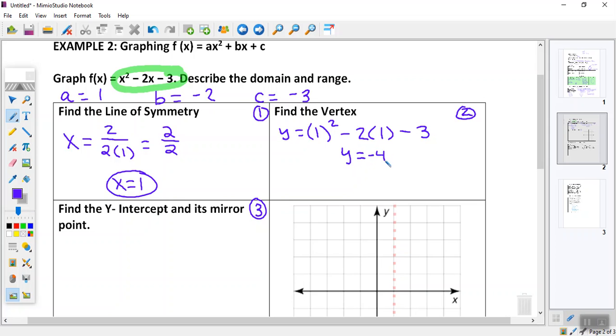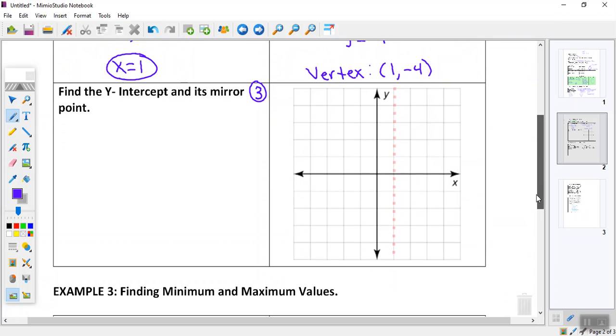So my question then becomes this: if my input from the line of symmetry was 1 and the output was -4, what's that make the vertex coordinate? All right, so if we've done this correctly, kids, I would go right 1 and down how much to get to my vertex? I'm going to put that right here. Okay, so we've got our line of symmetry and our vertex graphed. That was step 2.